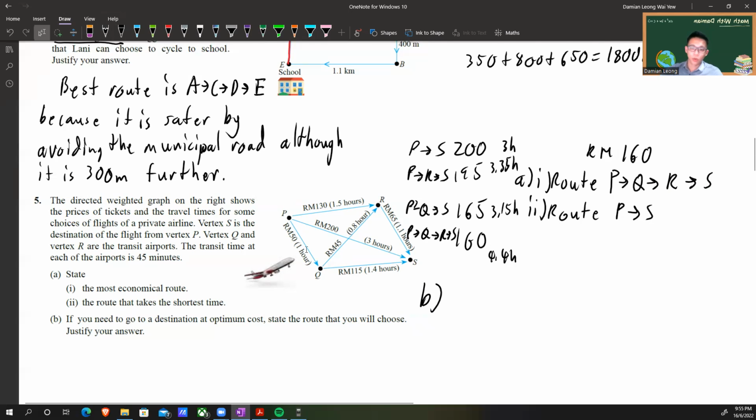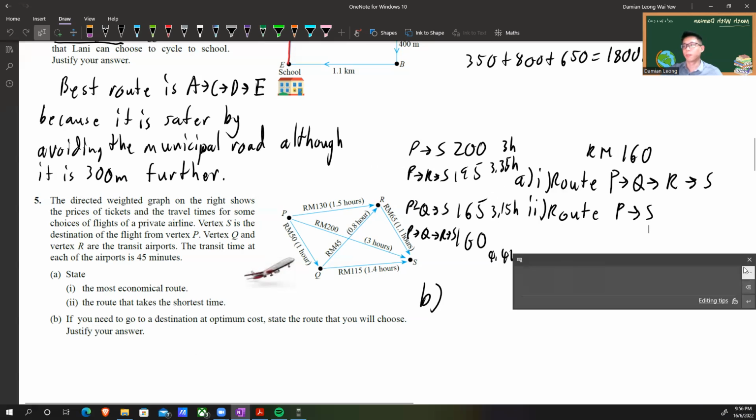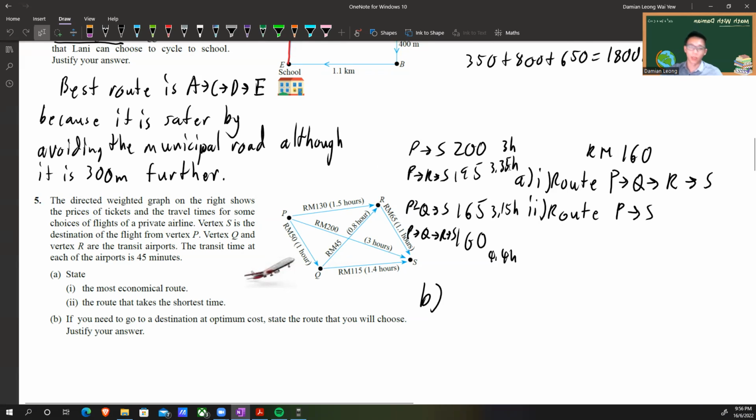Then part B, if you need to go to the destination at optimum cost, state the route that you will choose. So if you look at the time taken compared to the price, from P to Q to S, 165 ringgit, and it's 3.15 hours, compared to even PRS, which is more expensive but takes longer. While the P to S straight is the fastest, 3 hours, but it costs another 35 ringgit. So if you really want an economical choice with just extra 0.15 of an hour, which is really not long.